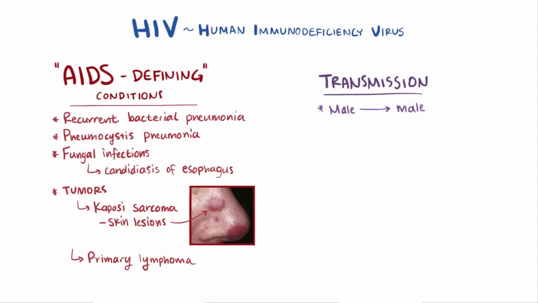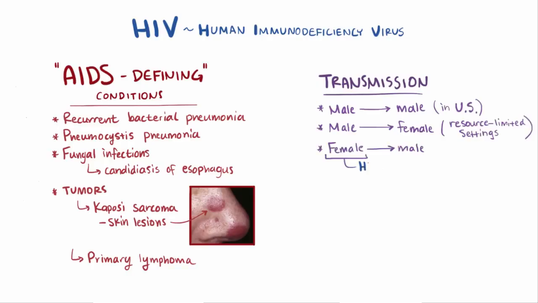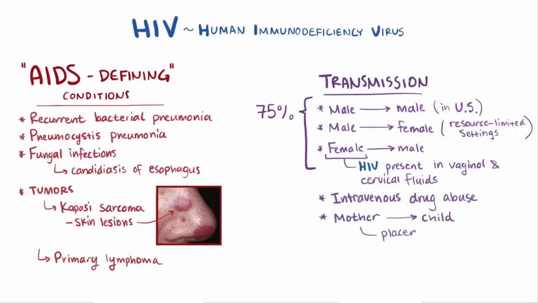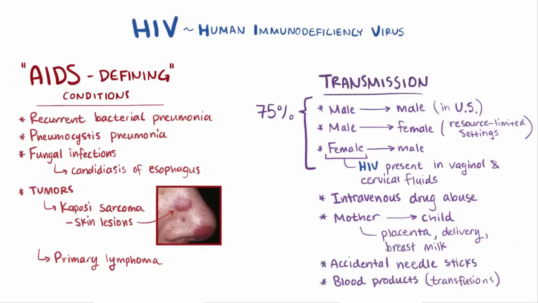Now, male-to-male transmission is the most common mode of transmission in the US, and male-to-female is the most common mode in resource-limited settings. Although less common, female-to-male transmissions occur as well, since HIV is present in the vaginal and cervical fluids of infected women. In fact, over 75% of all cases of HIV are contracted from sexual intercourse. The next most common means of transmission include things like intravenous drug abuse and mother-to-child transmission, which can be via the placenta, during delivery, or via breast milk.